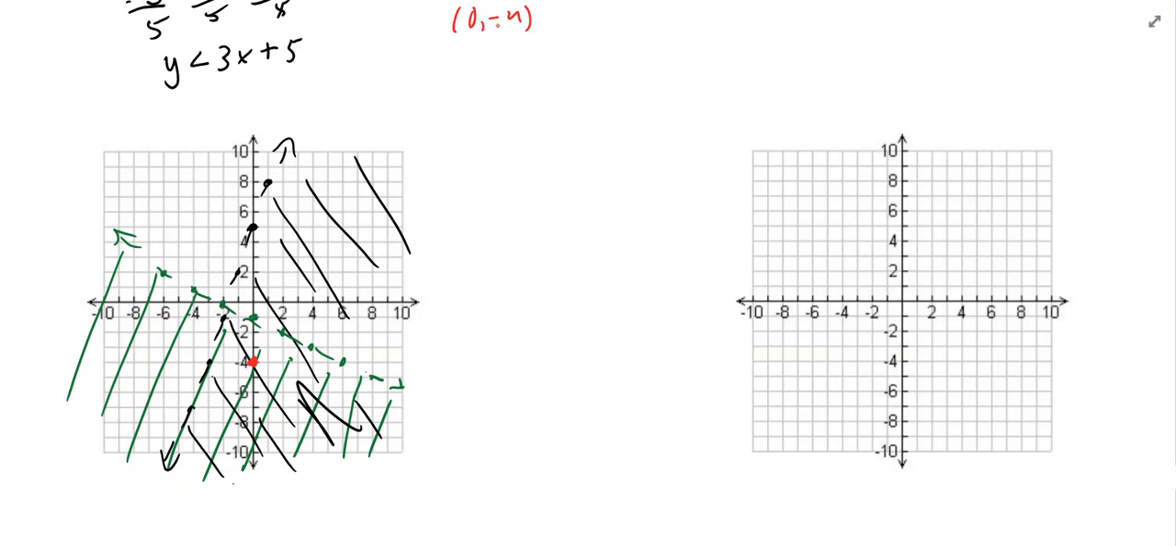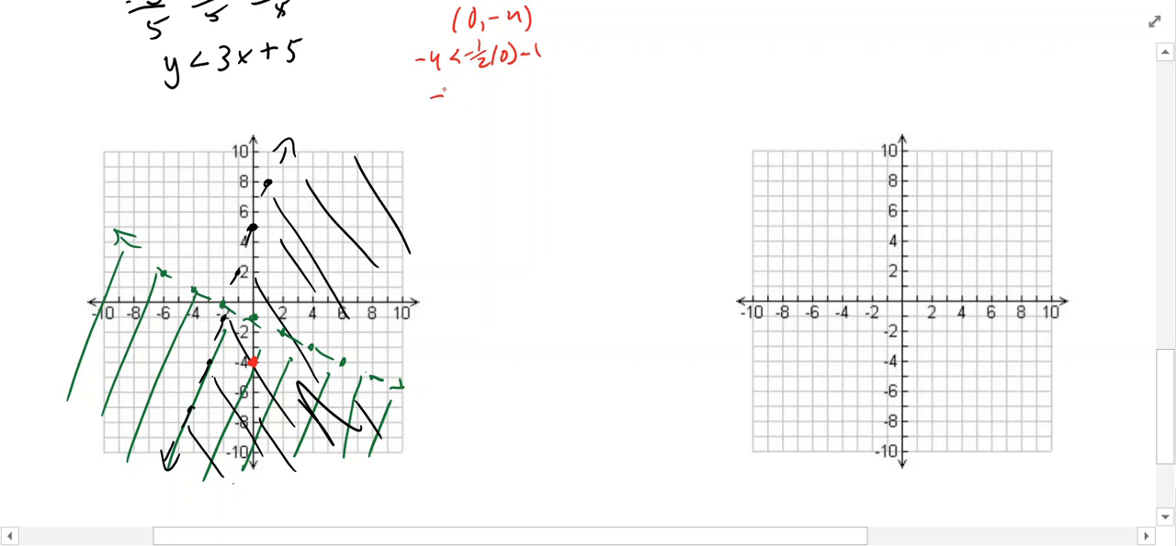Since you have 2 equations, you have to plug them into both equations. The first one was y is less than negative 1/2 x minus 1. So I'm going to get negative 4 is less than negative 1/2 times 0 minus 1. When I simplify, I get negative 4 is less than negative 1, which is true. Then I'm going to plug it into my second equation. I get negative 4 is less than 3 times 0 plus 5. So negative 4 is less than 5, which is also a true statement. So that one worked.